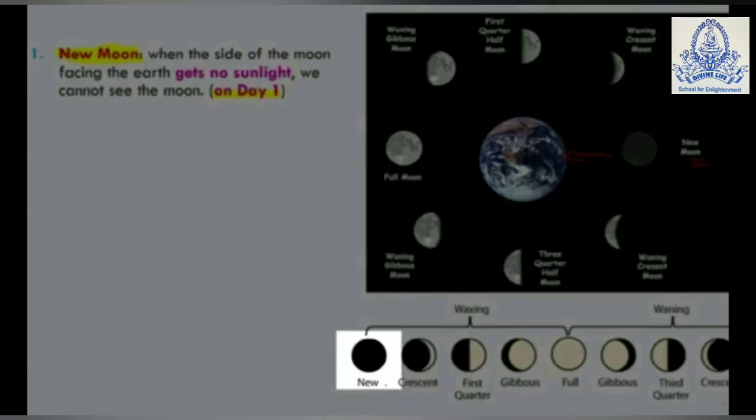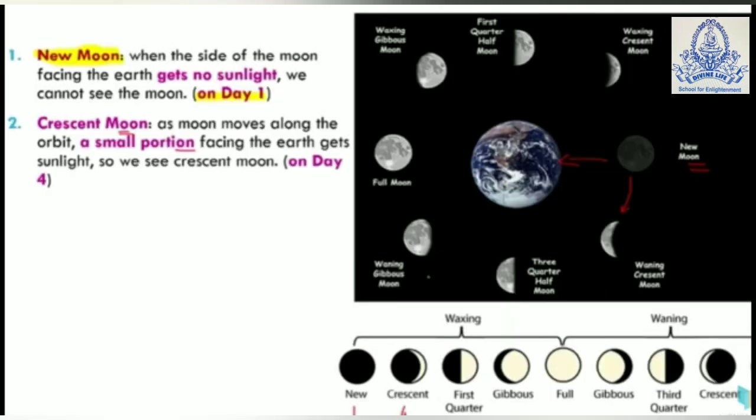When the moon lies between the earth and the sun, the side facing us is in darkness. We cannot see it at all. This is called new moon. So as the moon moves along its orbit, a small portion facing the earth gets sunlight. So we see the crescent moon on the 4th day after the new moon.